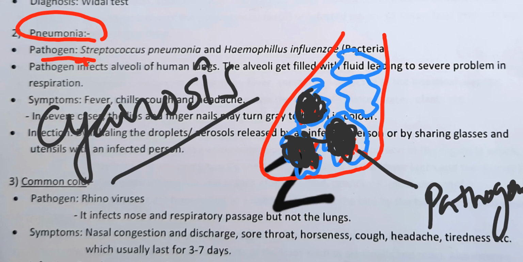How does the infection spread? Well, it spreads by inhalation of the pathogen. How do we inhale the pathogen? Number one, the droplets and aerosols released by an infectious person. A person who is infectious, while he speaks or sneezes or coughs, in all these scenarios is spreading the pathogen through the aerosols.